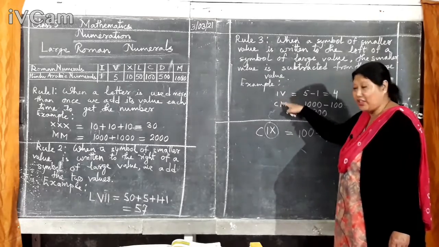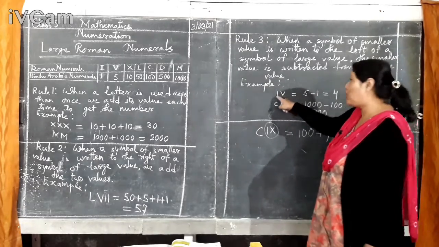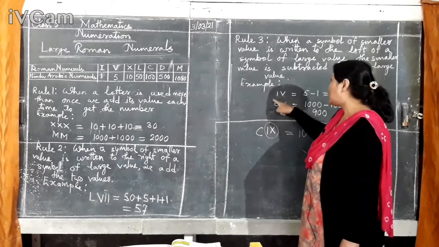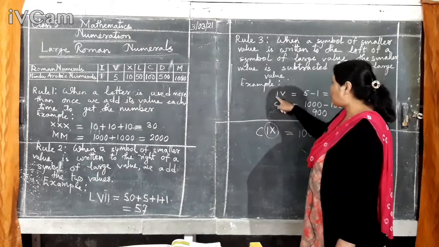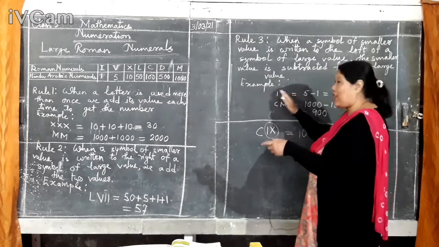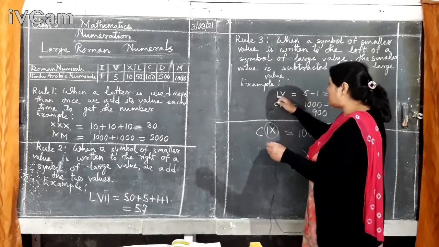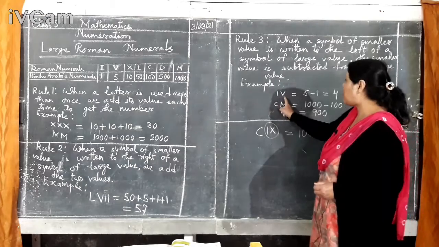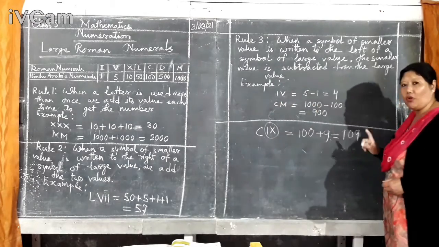This is the main hero out here. The main hero is V, and I is less than V, isn't it? V means 5, and if you wrote 1 on the left hand side, 1 is smaller than 5, remember that. If you wrote that number on the left hand side, you have to subtract. So 5 minus 1 will be 4.